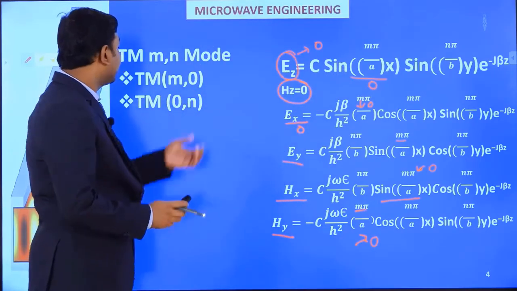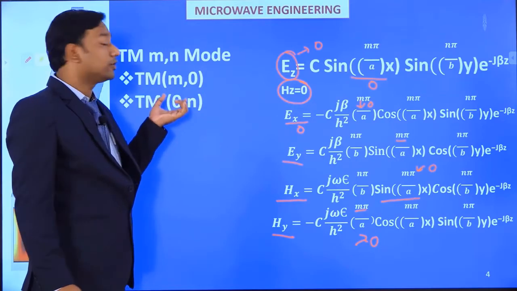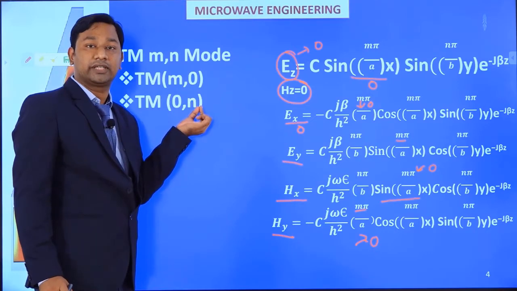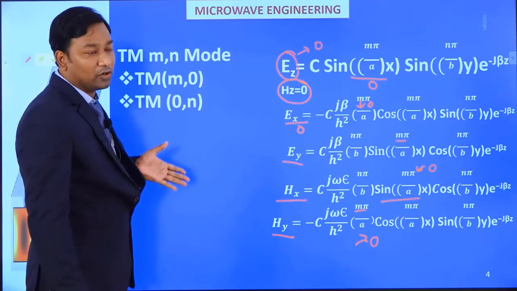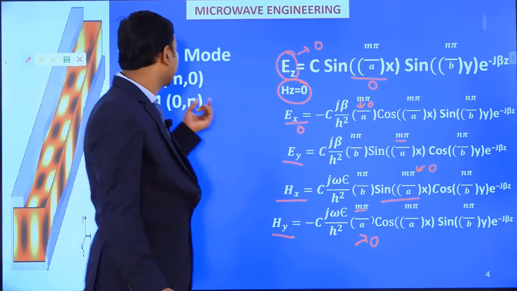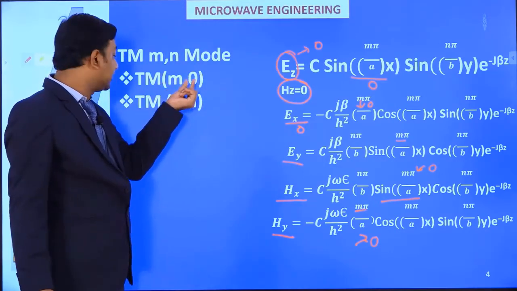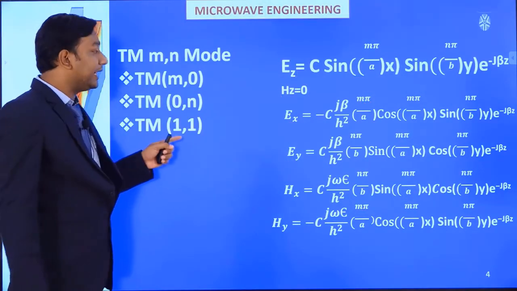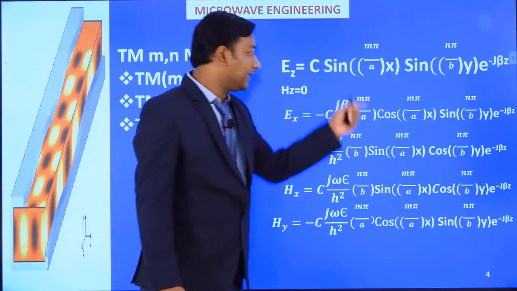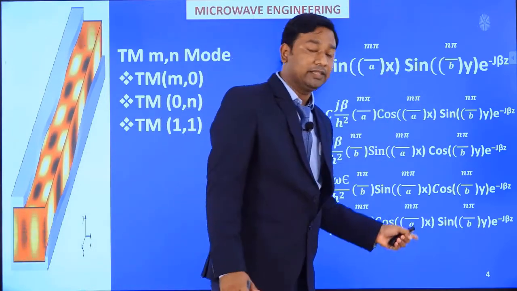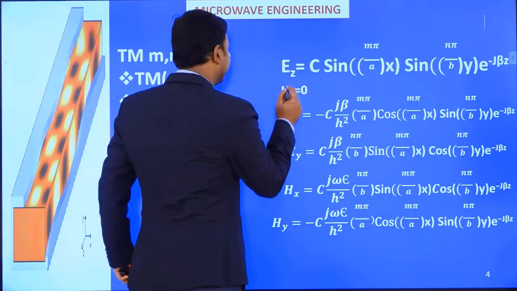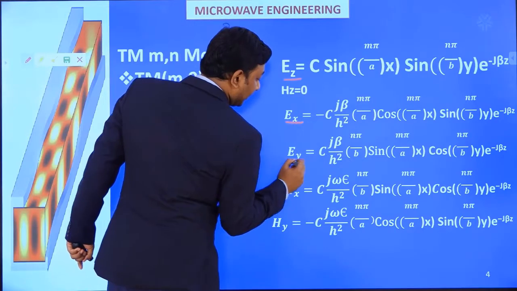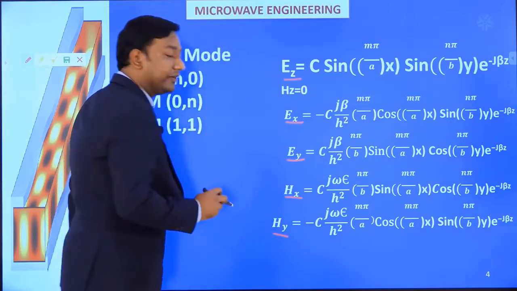So there is no field or no mode existing for either m equal to 0 or n equal to 0 cases. So in the rectangular waveguide, in the transverse magnetic mode, no mode exists in TM M0 and 0n. Now we place m equal to 1 and n equal to 1. When we place m equal to 1 and n equal to 1, we get all the field values, that is Ez, Ex, Hx and Hy, all the fields are present.